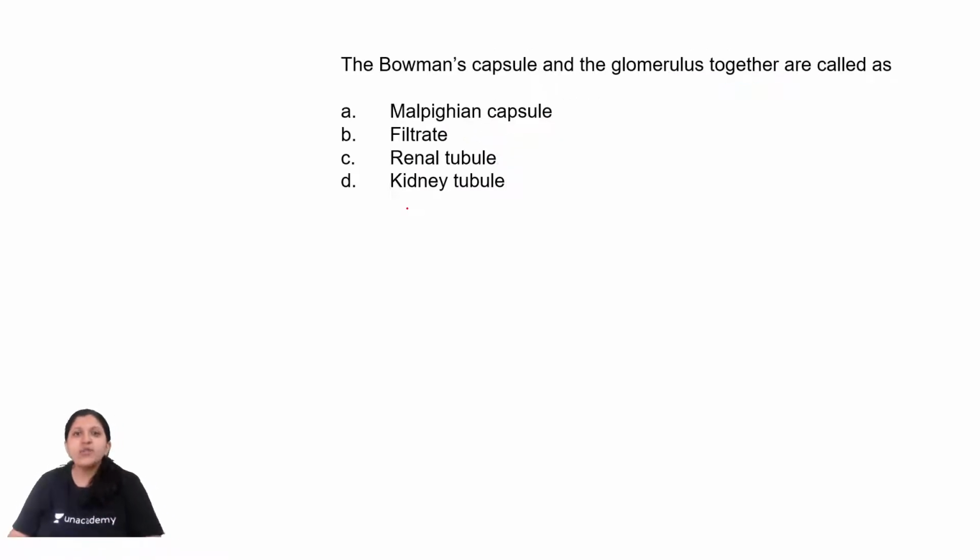Next question: Bowman's capsule and glomerulus together we call as what? It is Malpighian capsule, the filtrate, renal tubule or kidney tubule. The answer for this one is again Malpighian capsule itself.